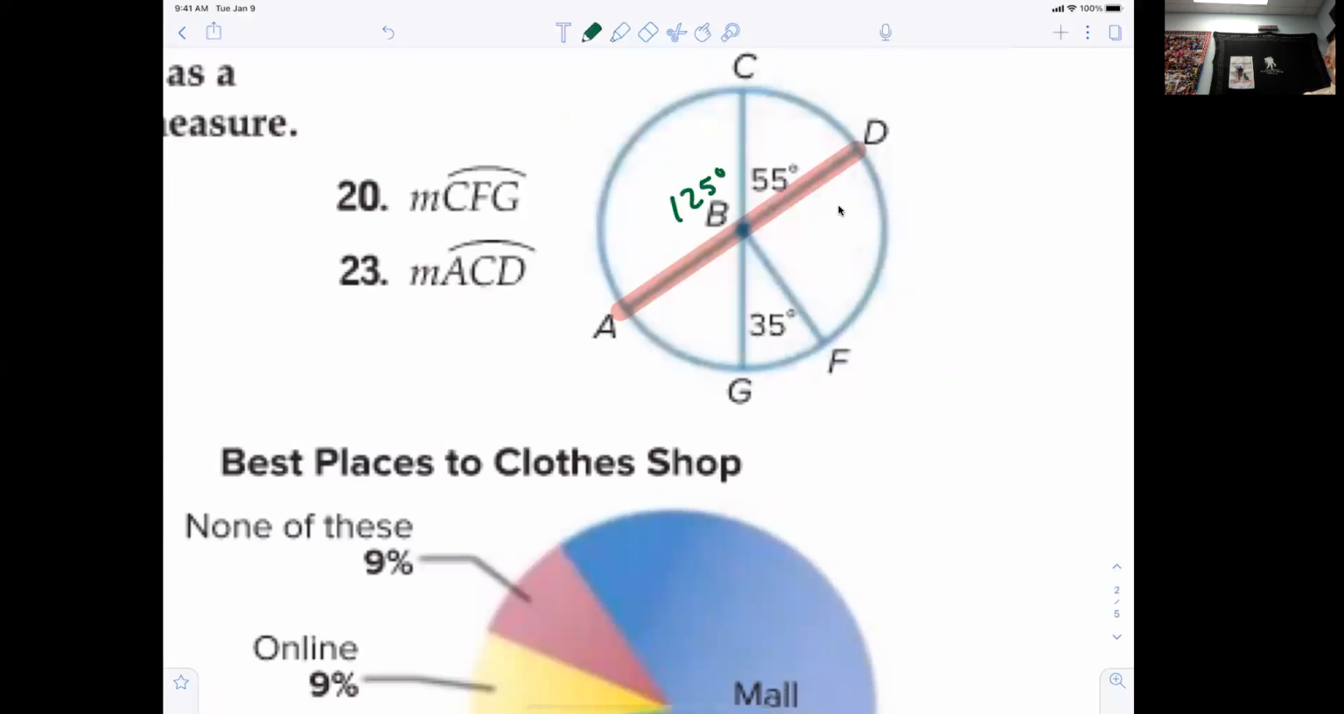125 degrees. That is correct. And now I need to know what DBF is. How much? 90 degrees. Everybody good on that? Now, I'm missing, well, it's vertical, correct? So that's 55. Now, I like to write those in first because now I can just go answer the questions.